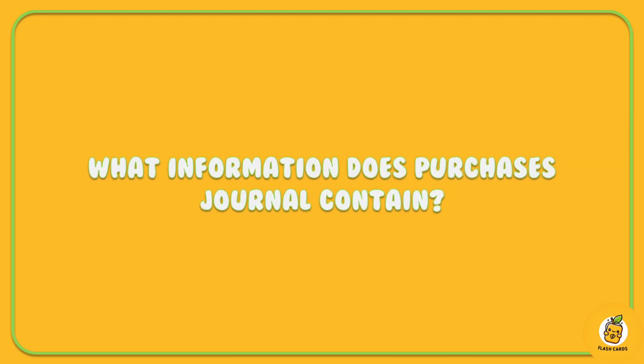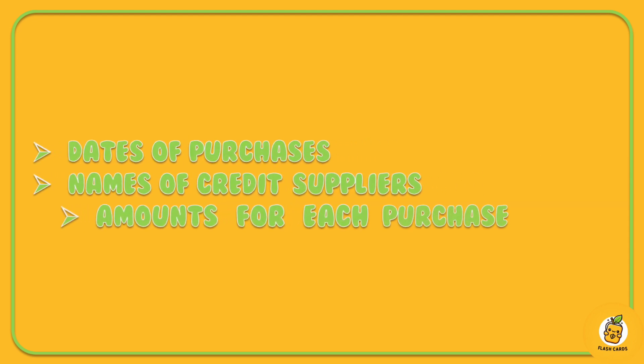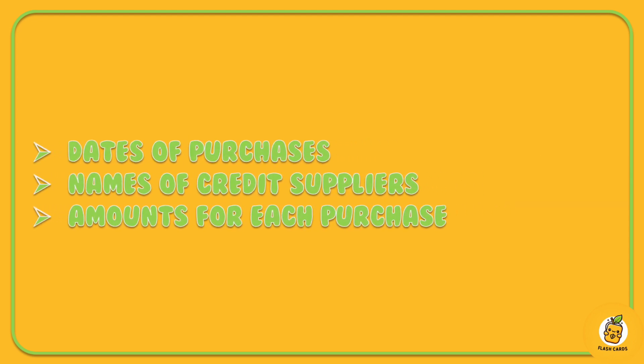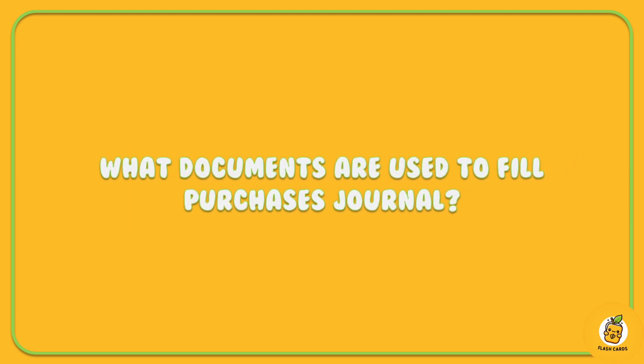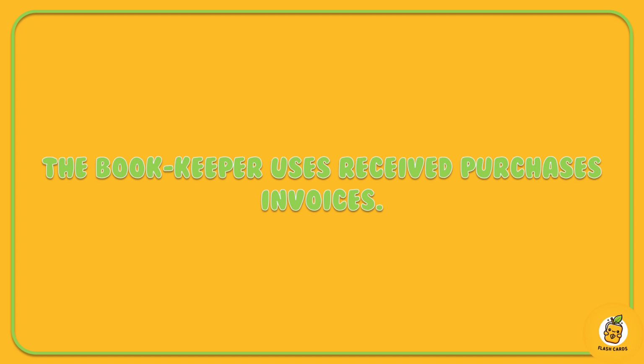What information does the purchases journal contain? Dates of purchases, names of credit suppliers, amounts for each purchase. What documents are used to fill the purchases journal? The bookkeeper uses received purchases invoices.